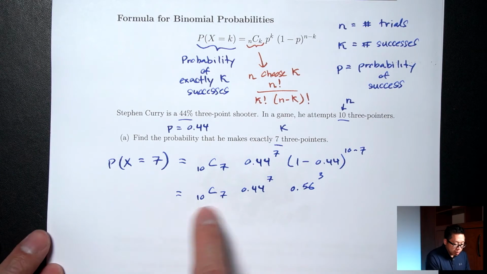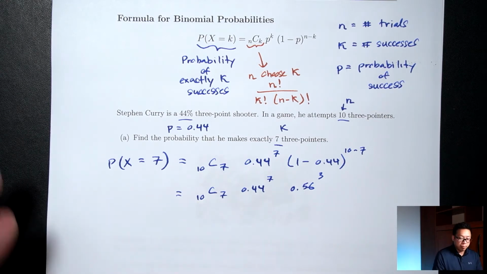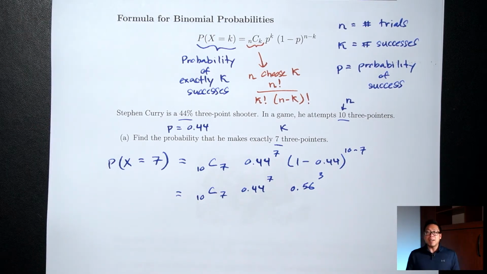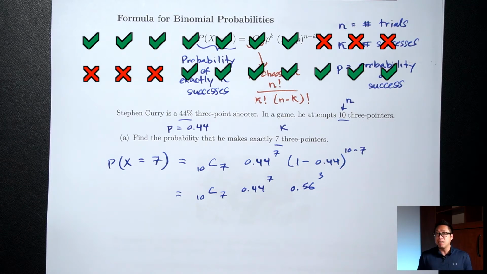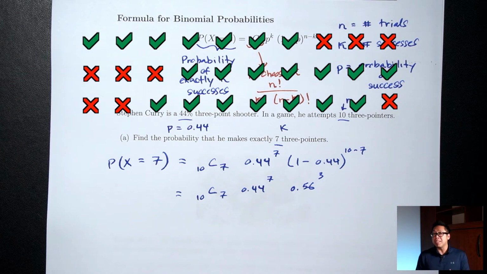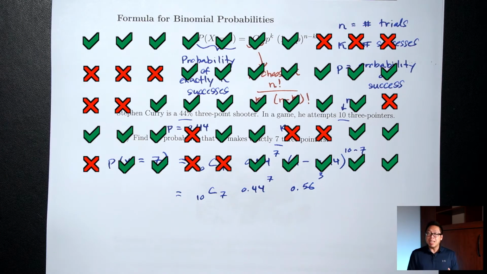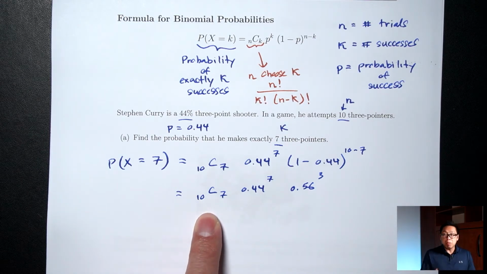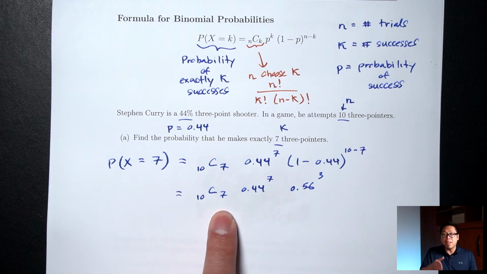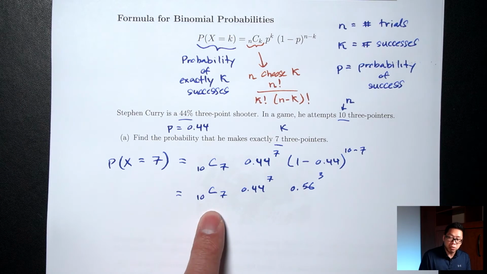Now, what is this 10 choose 7 part here? Well, making 7 out of 10, there's many ways that he can do it, right? He can make the first 7, miss the last 3. He can miss the first 3, make the last 7. He can miss the first 2, make the next 7, and then miss the last one. And many other ways that he can make 7 out of those 10. This 10 choose 7 is counting all the different ways that we can choose those 7 places that he makes the 3-pointer. Okay, so let's calculate this 10 choose 7.